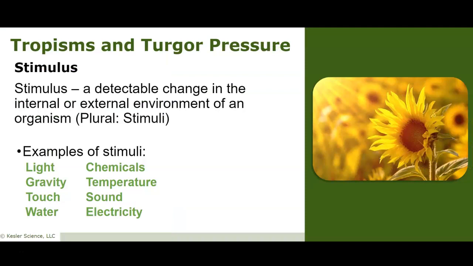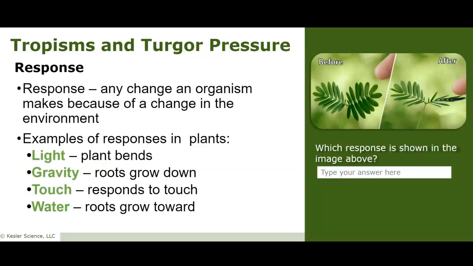So, our stimulus. A stimulus is a change in the internal or external environment. And for plants, some examples of stimuli could be light or gravity, touch or water, chemicals, temperature, sound, and electricity. A response is the change in the organism because of the change in the environment. So in plants, they will bend towards light.